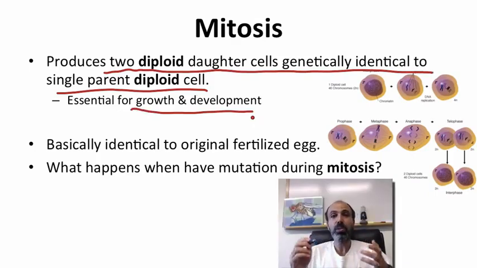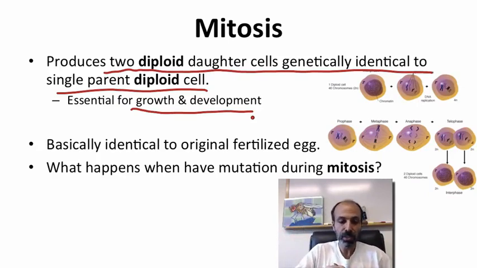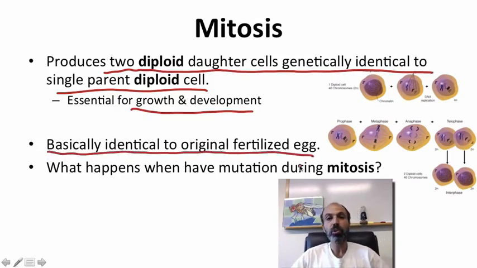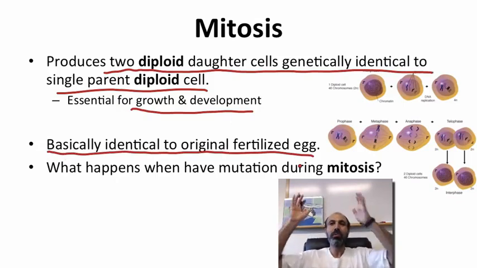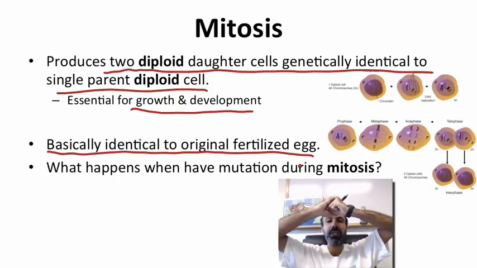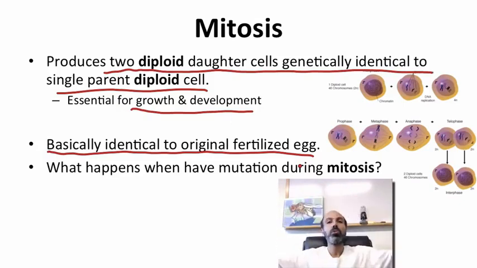Now, this also presumes that if you have no new mutations, we'll come back to this in just a second, basically every cell in your body should be identical to the original fertilized egg that you were. So if you go way back in time when you were originally one new fertilized egg, the genetic information in there, if it was not altered, would be true in all your current cells today.